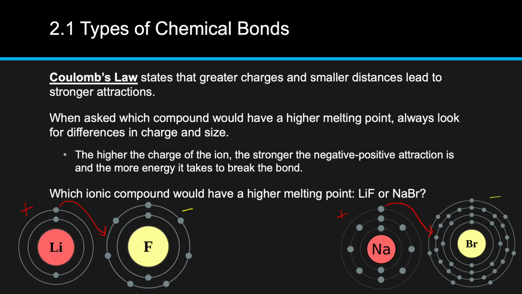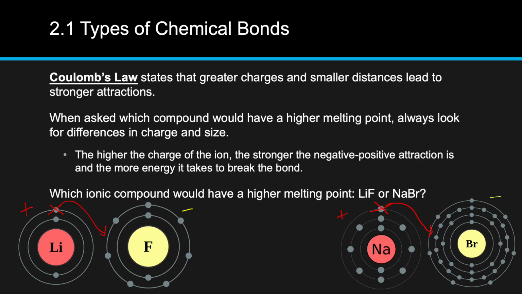So you can see both of these two compounds have the same charge values, a positive 1 and a negative 1. So we're going to move on and look at the radius. Now the first thing you want to look at in terms of radius is the number of occupied energy levels. So lithium gave up its 1 valence electron in the second energy level.